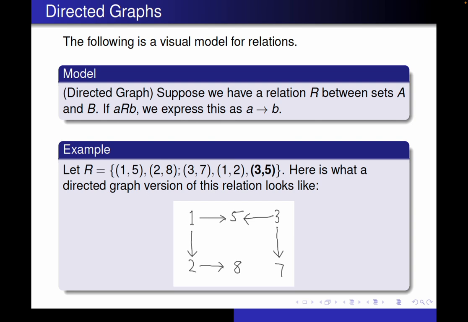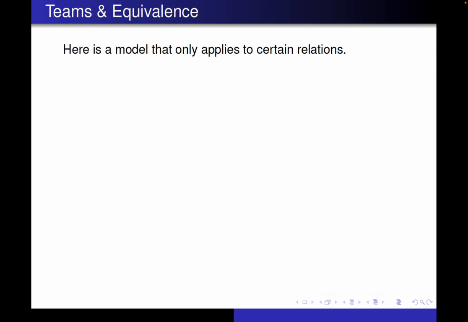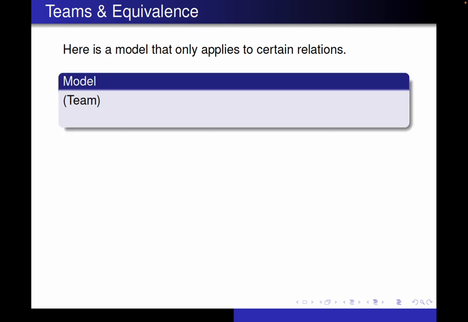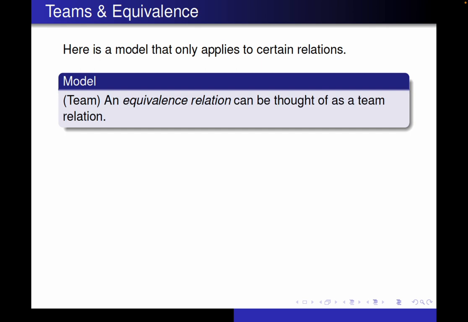So that's what the relation looks like as a directed graph. Here's a model that is really useful, but not for all relations, only for certain relations. I call it the team model. This is actually a model for a relation called an equivalence relation. An equivalence relation can be thought of as some kind of team relation where when I say A R B, that means A is on the same team as B. So in this case, we have elements that are put into teams.